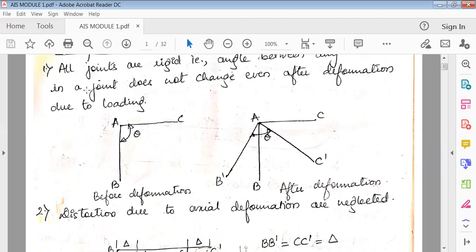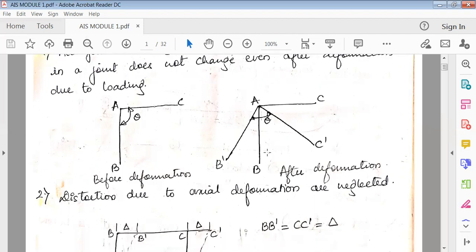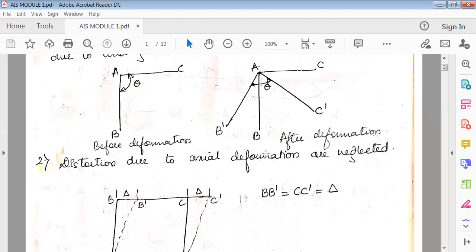So every joint is rigid. The meaning of this is that the theta before deformation remains the same after deformation also. So this theta angle is maintained. That is the first assumption: due to deformation, the angle theta is maintained throughout the lifespan of the beam.